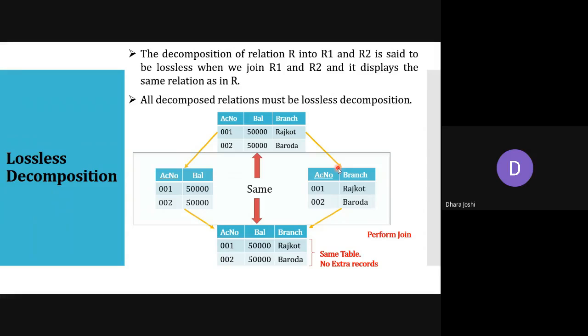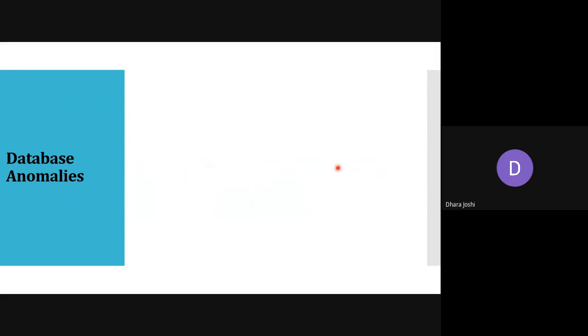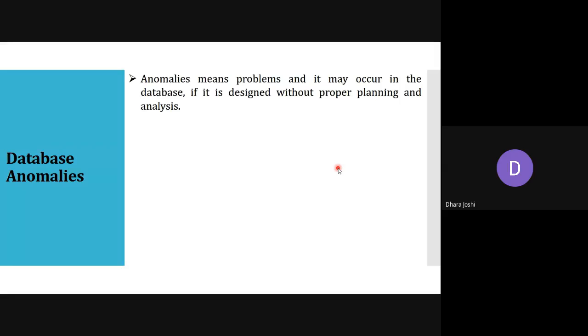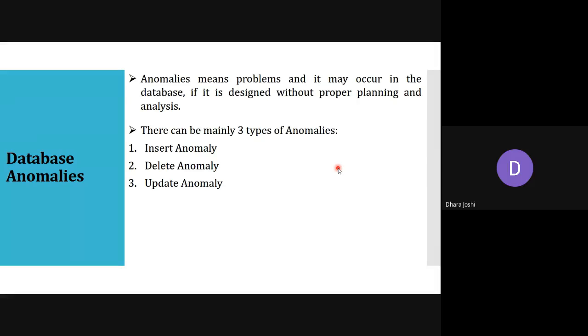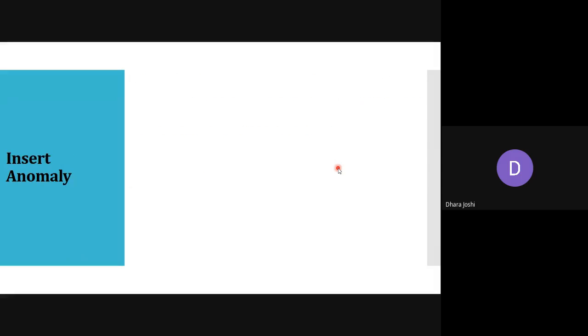We have completed this. After that, we saw what database anomalies are. This topic from the last lecture is connected with today's topic. Database anomalies means the problems which we face while dealing with the database. There are three kinds of problems: insert, delete, and update. What is an insert anomaly?